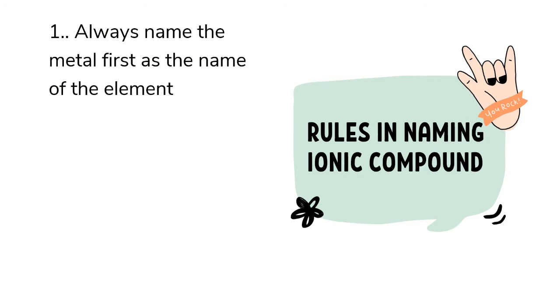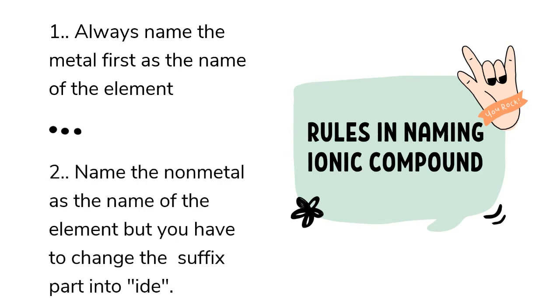The first rule is you always name the metal first as the name of the element. The second rule is name the nonmetal as the name of the element, but you have to change the suffix part into IDE. I know it may be confusing, but anyway, we will go to the next slide to better understand how to name an ionic compound.